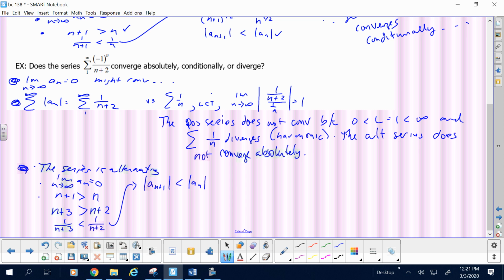So real quick, this is good test practice at least. By comparison tests, limit comparison test with 1 over n, I got that the positive terms diverge because it's like harmonic, yeah? Yes. And therefore the alternating series does not converge absolutely. So on to conditional I go. I state that the series is alternating, that's the first condition. The terms go to zero. It feels like that's a waste of my time because I already had that in my work.